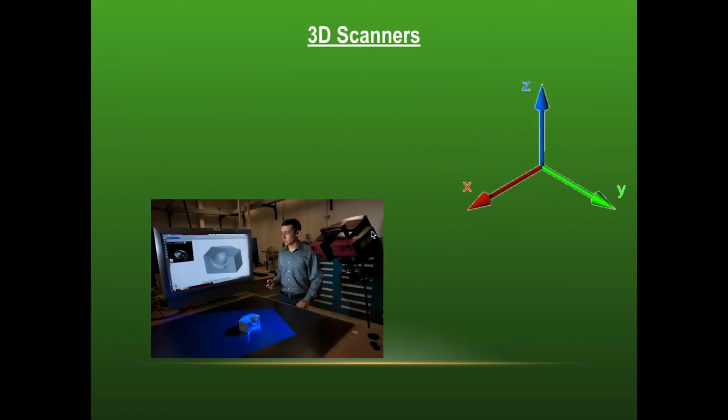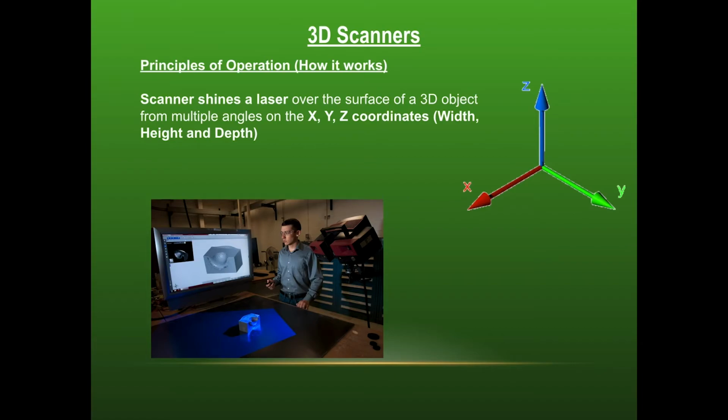So what are the principles of operation for the 3D scanner? And you're going to find it's quite similar to the 2D scanner, but there's a few keywords that you need to throw in there to make sure that it shows you understand this is a 3D scanner and not a two-dimensional one. So similarly, it's using light. It's going to shine a laser or light over the surface of this 3D object and then identify the X, Y, and Z coordinates that are used for the object.